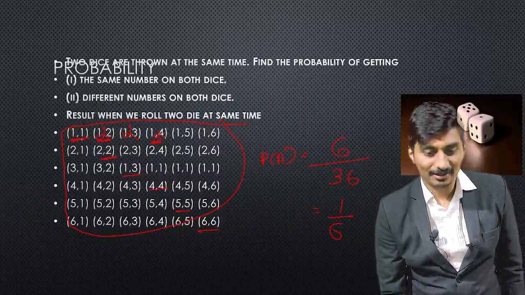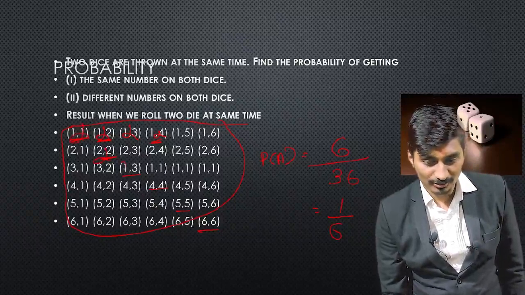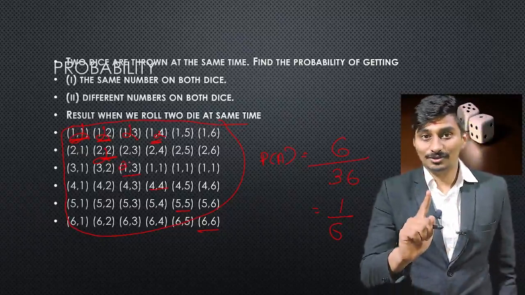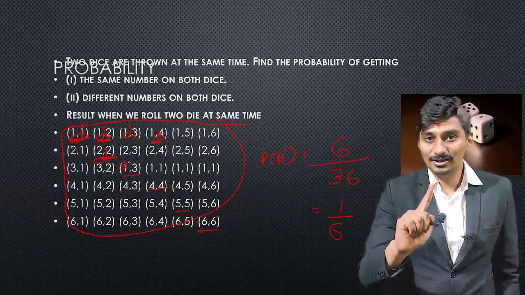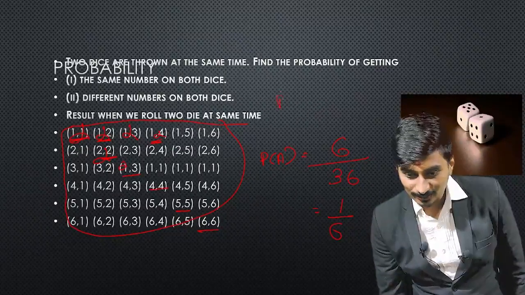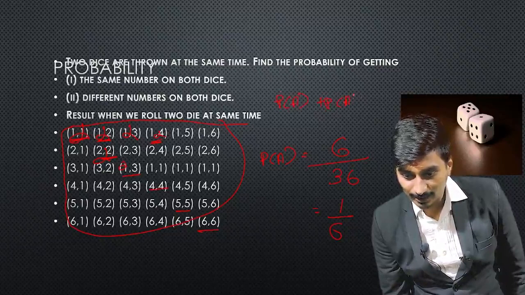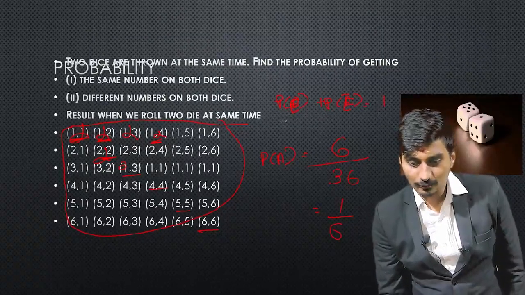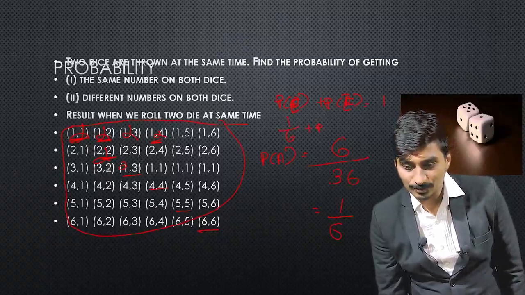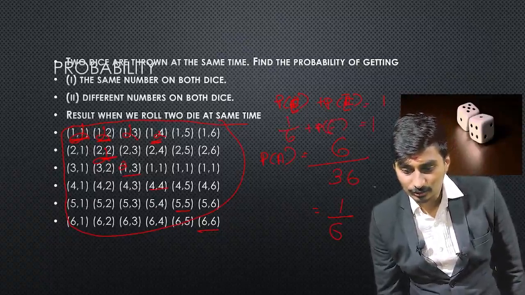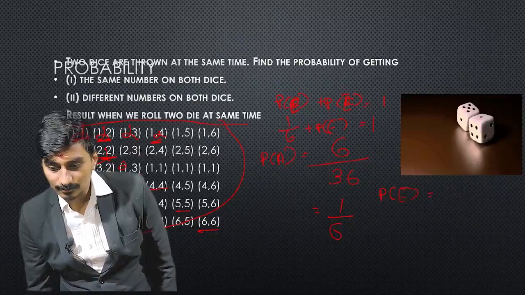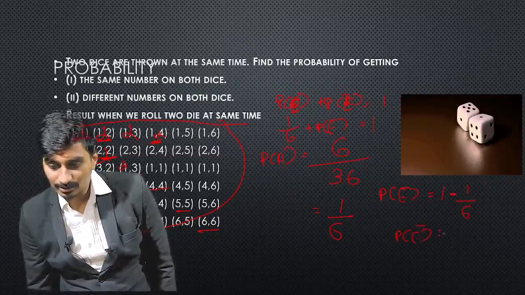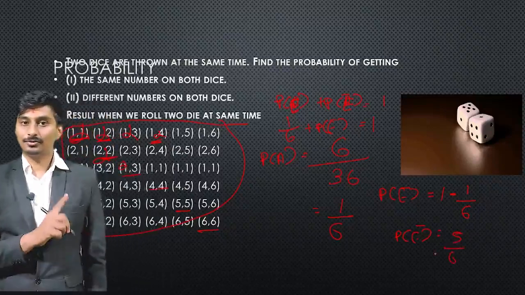That means this is the complement of the first question. Understood? Previously I told you this is the most amazing formula: P of A plus P of A bar, where A means E, is equal to 1. Here P of E is 1 by 6, so P of E bar is 1 minus 1 by 6. So P of E bar is equal to 5 by 6. Understood?